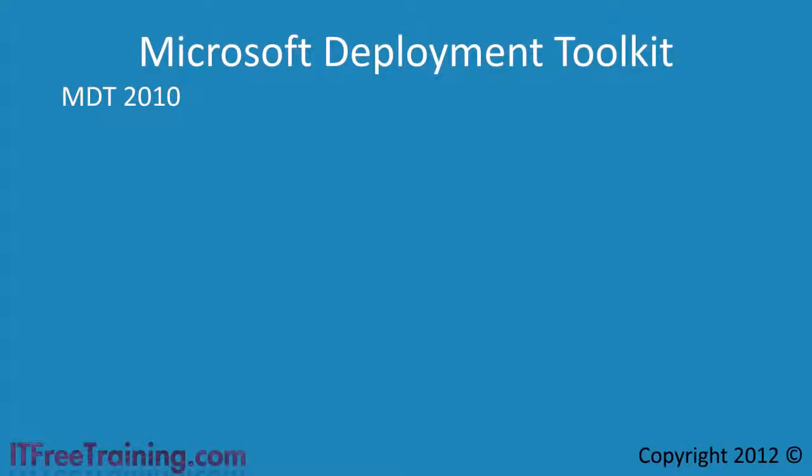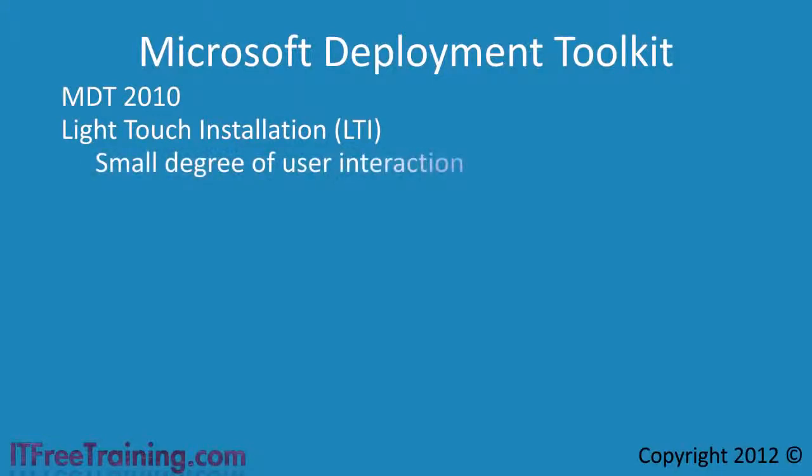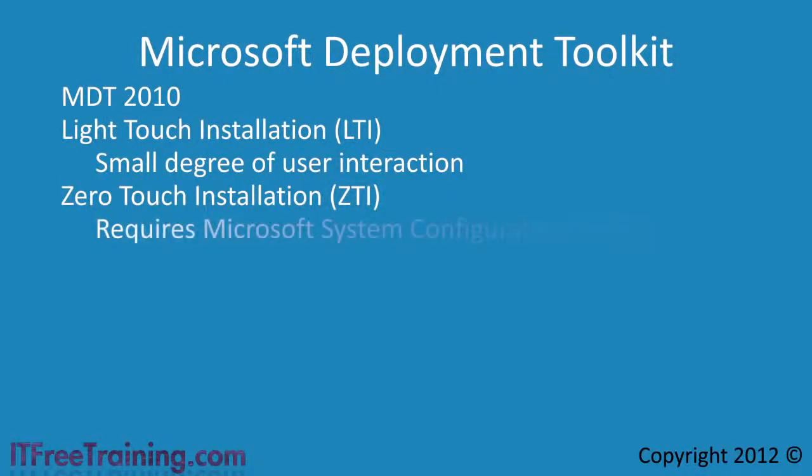MDT is a solution accelerator. Using it, there are two main methods for deploying Windows. The first is light touch installation. This method requires only a small degree of user interaction. When you use this method, you are given a series of menus to select what you want to install. If you want a completely automated install, you can use the zero-touch installation method. This method, however, does require Microsoft's System Center Configuration Manager, which is a commercial product.